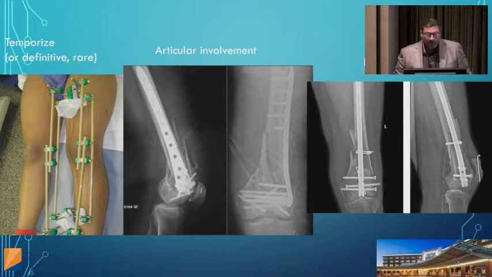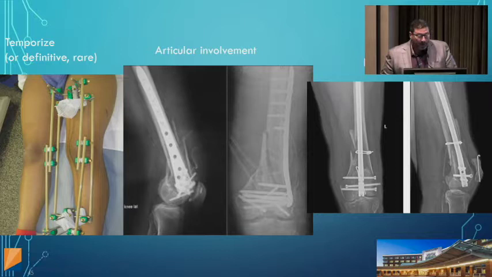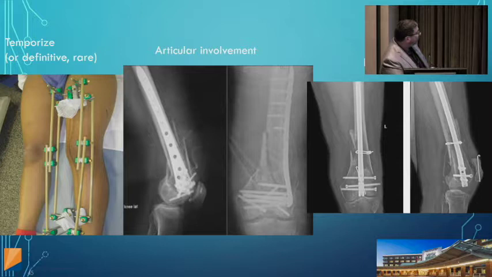So again, we want to temporize the fractures that we don't think we can fix in one sitting, and that would be because of swelling. And then we bring them back and most often use plates and screws as a construct, occasionally rods. So on your left, you see an example of the external fixator on this patient's injury. And here's a plate and screws.